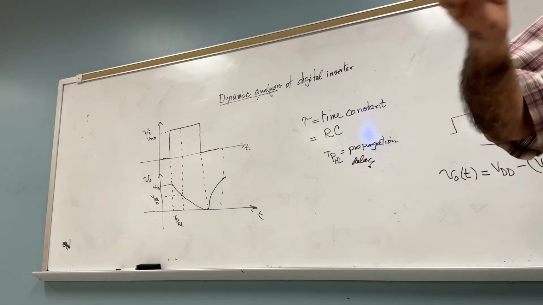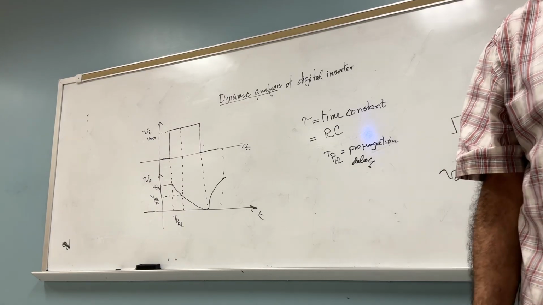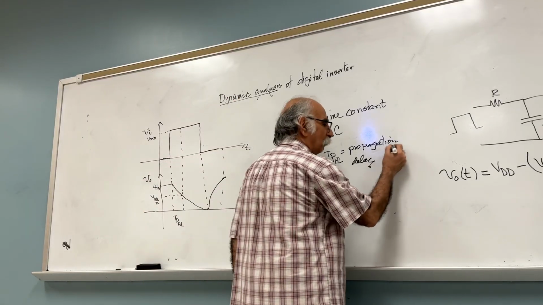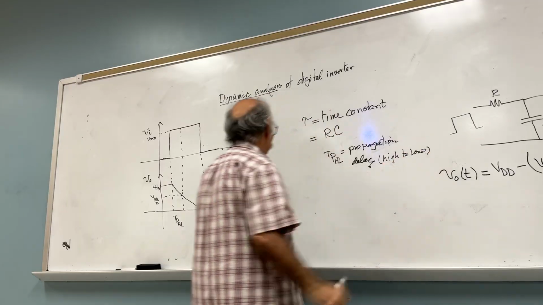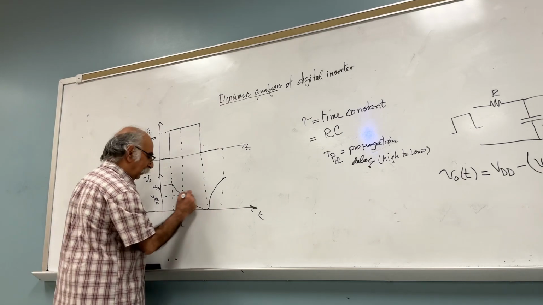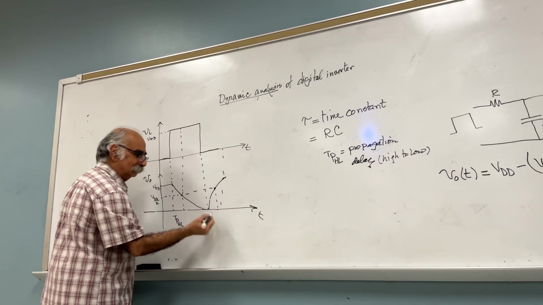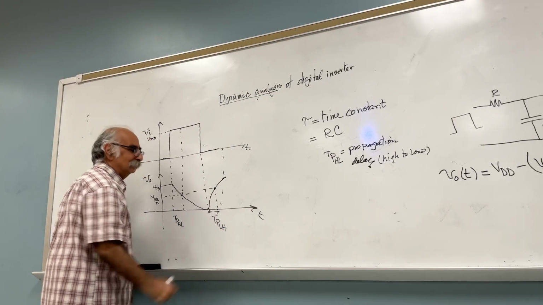Propagation delay is related to the speed. A low propagation delay means the faster the inverter is. Did you get it or not? Okay, good. What is the HL? High to low propagation delay. Clear? Can you show me where is the low to high, where in the diagram? Going from here to where? Which is VDD over 2. This is TPLH.